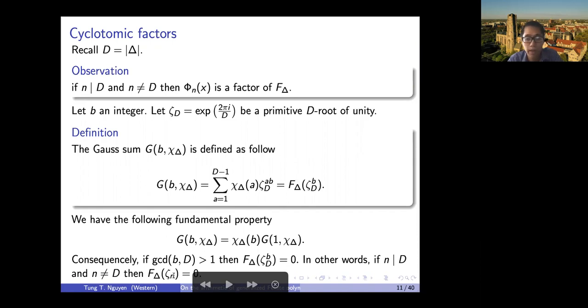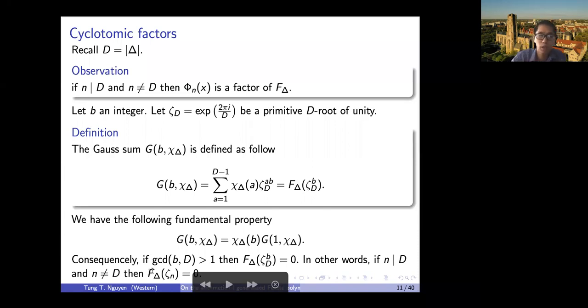So in the case where n equals d, the theory of Gauss sums says that the absolute value of g(1, chi) is equal to the square root of delta, so it is non-vanishing. In other words, zeta_d will not be a root of this polynomial, but zeta_n for any n that is a divisor of d and strictly smaller than d will be a zero of this.